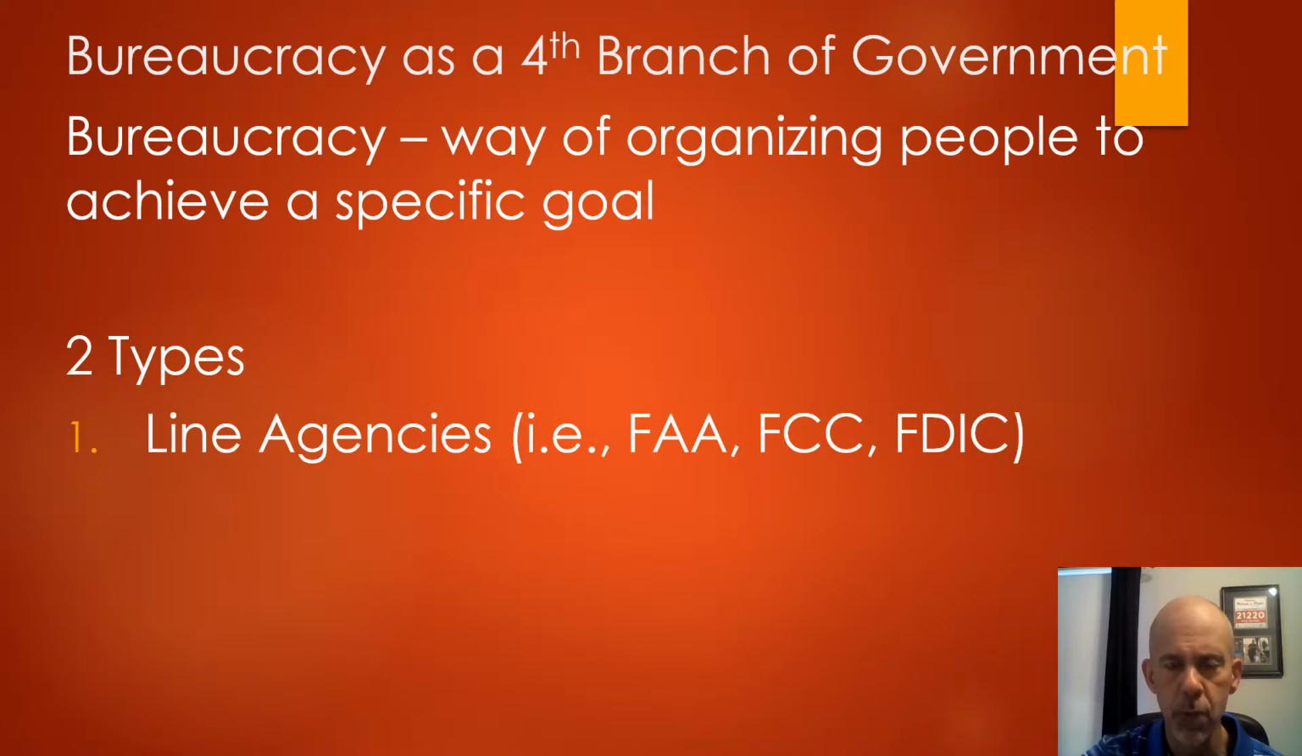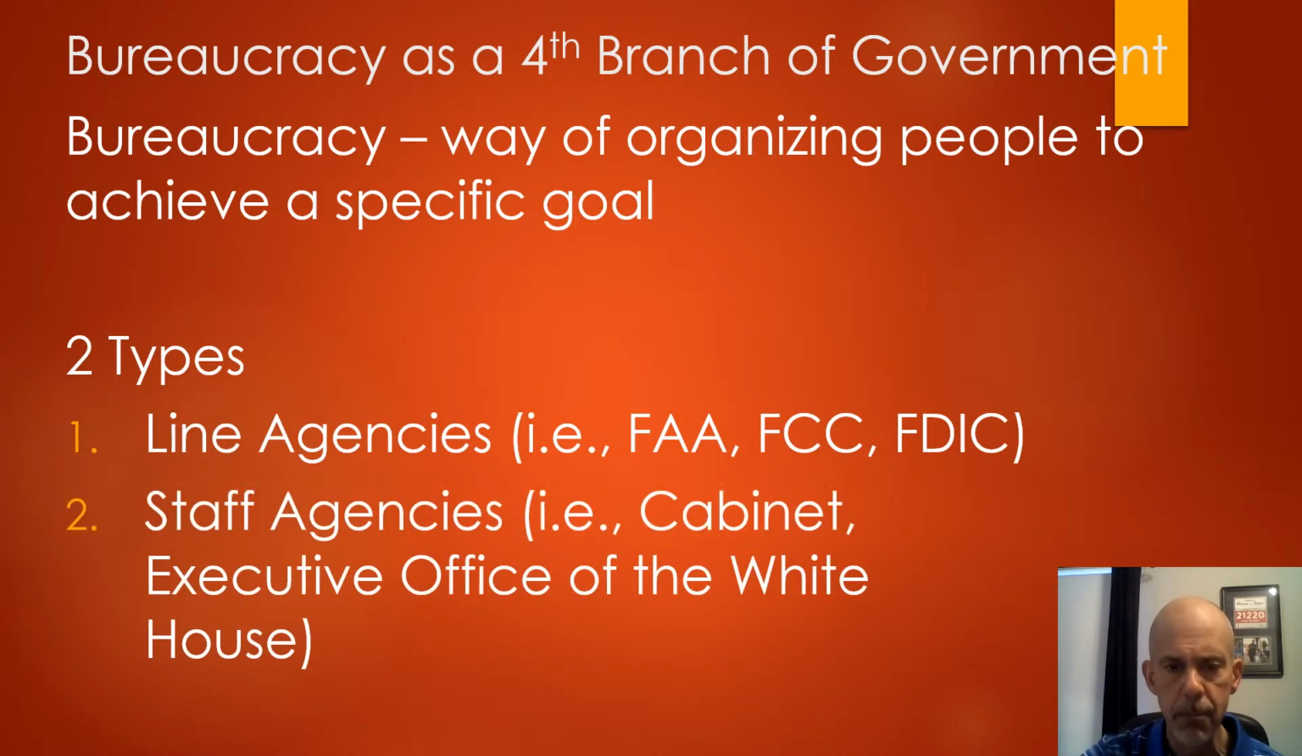Now, when we talk about the federal government, there are really two types of bureaucratic entities that we refer to. One, line agencies: FAA, FCC, FDIC. So all of those that we would normally think about. Then we also have the staff agencies, which are associated with the White House, typically Cabinet, Executive Office of the White House, and the like.